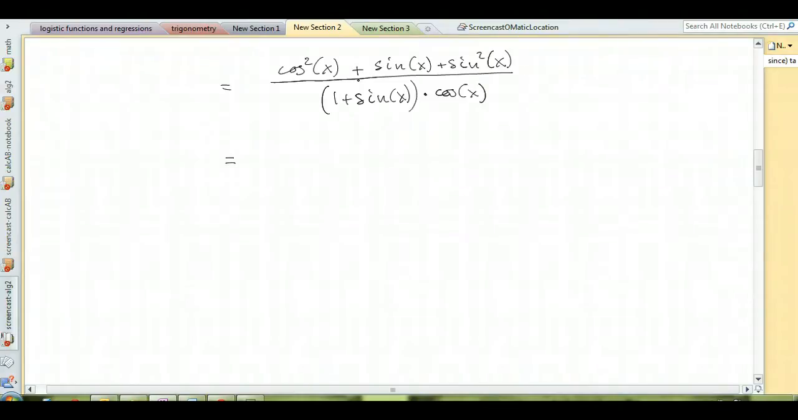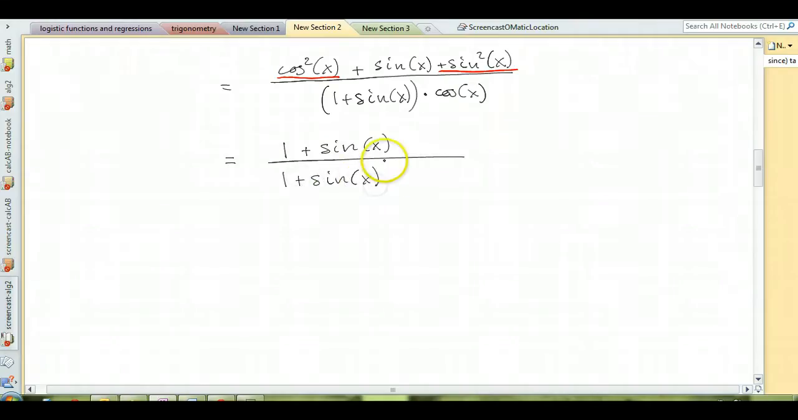So you look at it, and then you should be able to recognize this cosine square plus sine square. Well, this is not algebra. This is a trigonometric relation. This is 1, right? So it's 1. What's left? Sine x at the top, right? Divided by 1 plus sine x times cosine x.